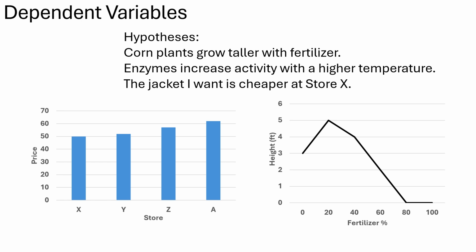So before we do the remaining hypothesis, let's recognize something. Neither of these two hypotheses tells you that height or price is the dependent variable. You had to think a little bit about that, right? You had to think a little bit about how you might go about testing these things. Keep that in mind for this last one. What might be the data we collect for enzymes increase activity at a higher temperature?